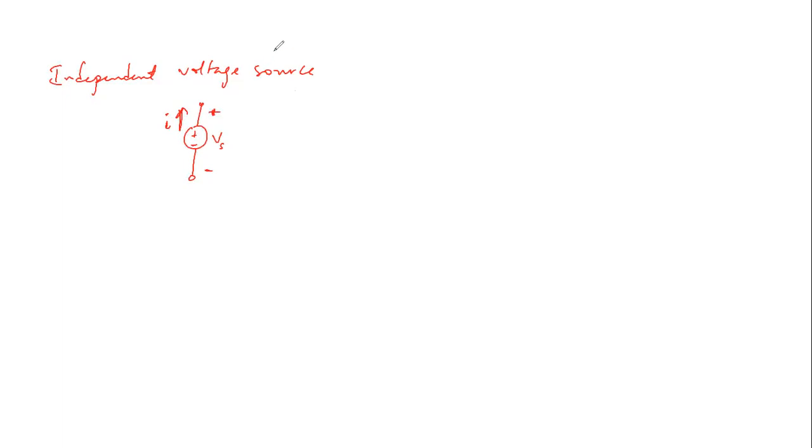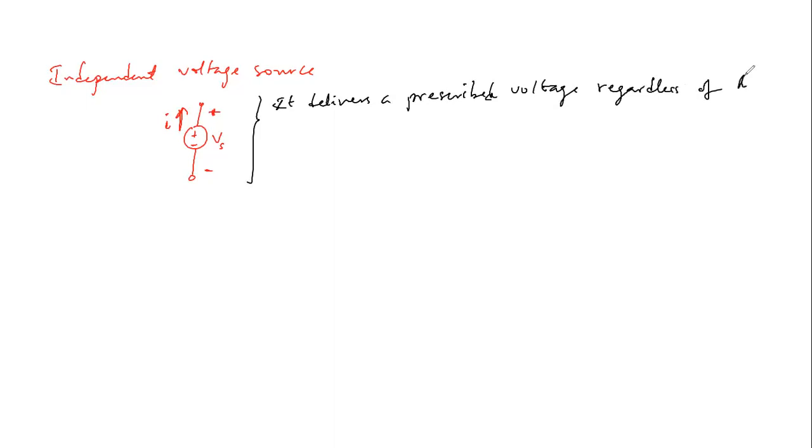Okay. Now the idea about an ideal voltage source is that it delivers a prescribed voltage regardless of the current flowing. Okay, so it means that by Ohm's law, V is the same as Vs. Now, whether the current is changing or not, regardless of the amount of current flowing, the voltage value remains constant.